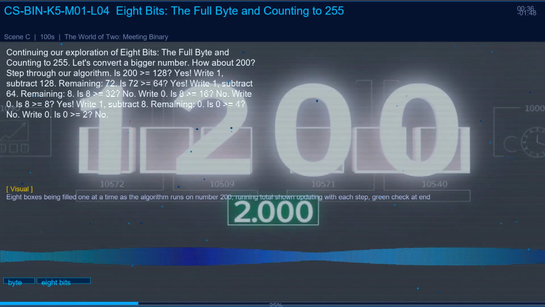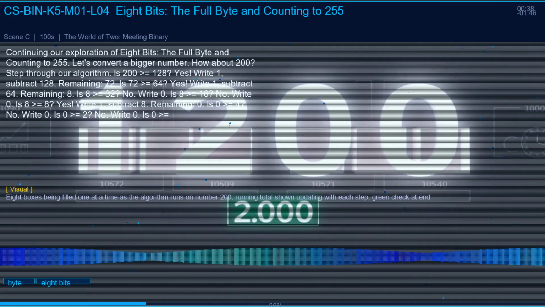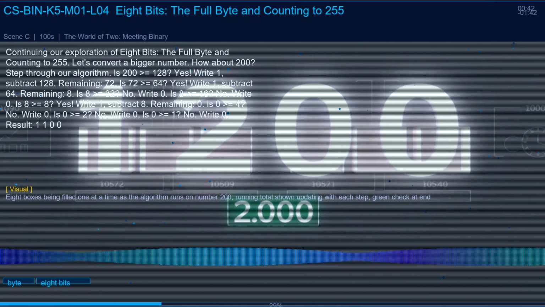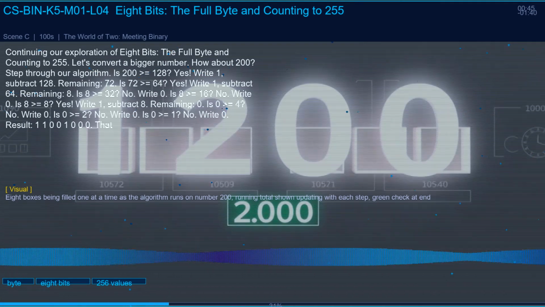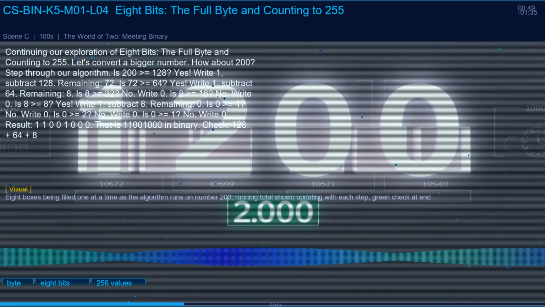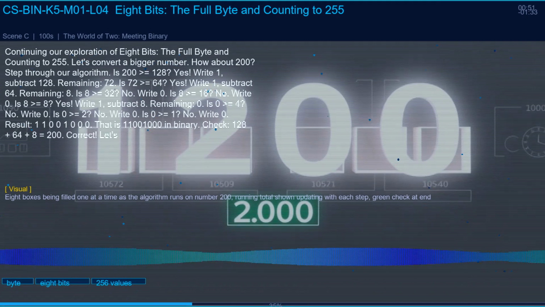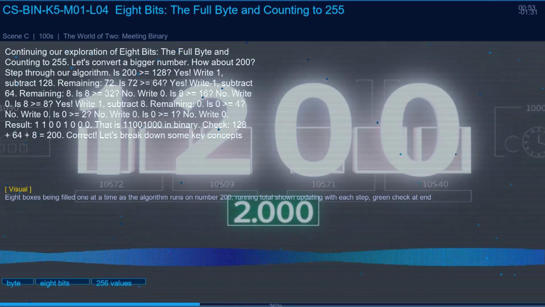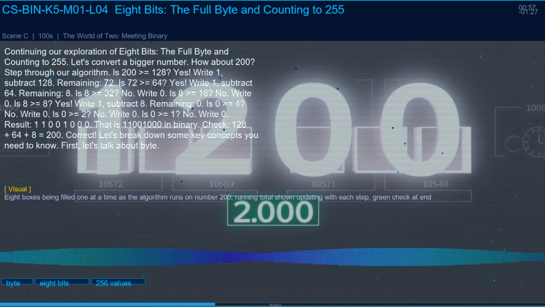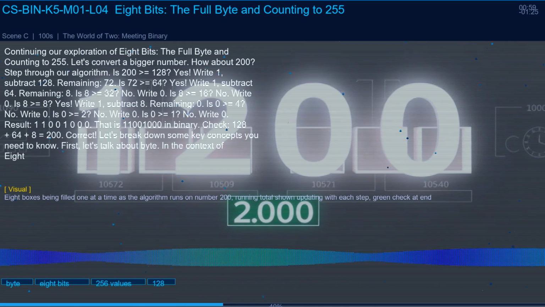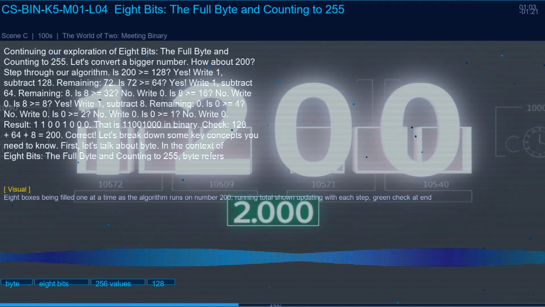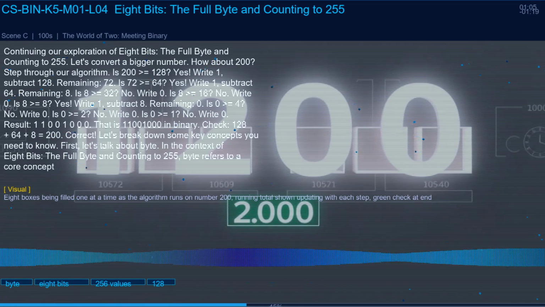Is 8 greater than or equal to 32? No. Write 0. Is 8 greater than or equal to 16? No. Write 0. Is 8 greater than or equal to 8? Yes. Write 1, subtract 8. Remaining, 0. Is 0 greater than or equal to 4? No. Write 0. Is 0 greater than or equal to 2? No. Write 0. Is 0 greater than or equal to 1? No. Write 0.